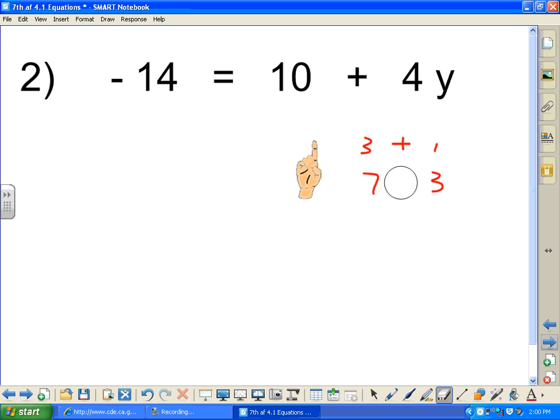Okay? So let's start. The answer was given to us. Normally, if it was just this and we knew what the value of y was, we would multiply first and then we would add the 10 to it afterwards.